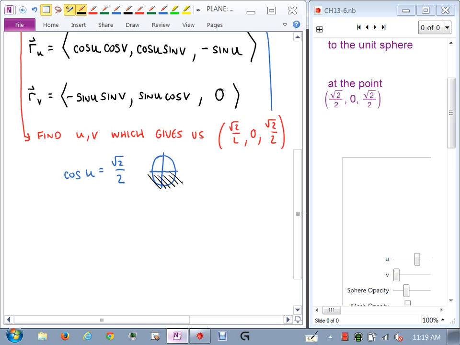The only place that happens is at pi over 4. Yes? Pi over 4? I'm going to use radians. So pi over 4 is where that happens. So u must be pi over 4.